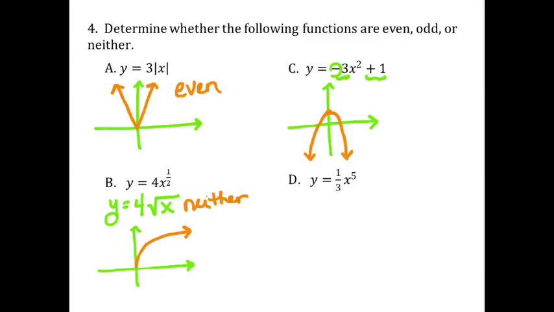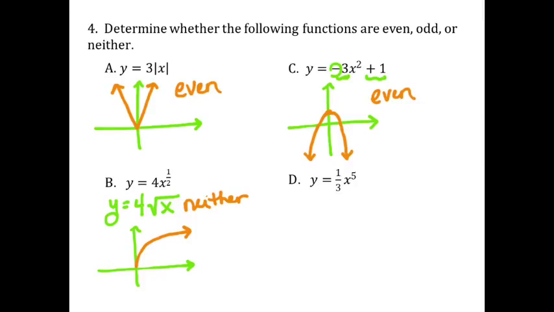And so then, do we have an even graph, an odd graph, or neither? Well, you can see here that we again have y-axis symmetry. My graph is symmetrical across the y-axis, and so that means this one is even.